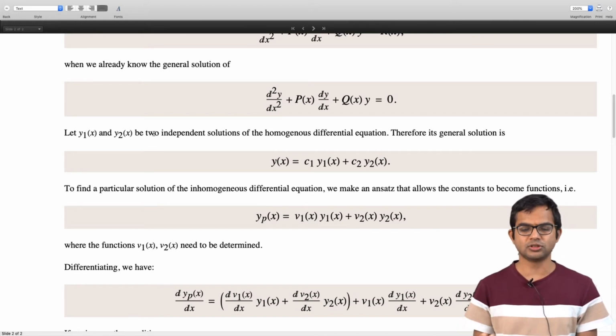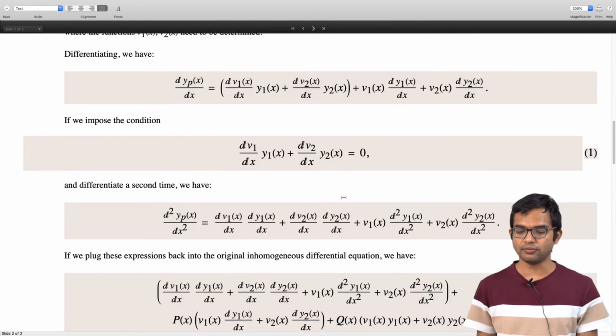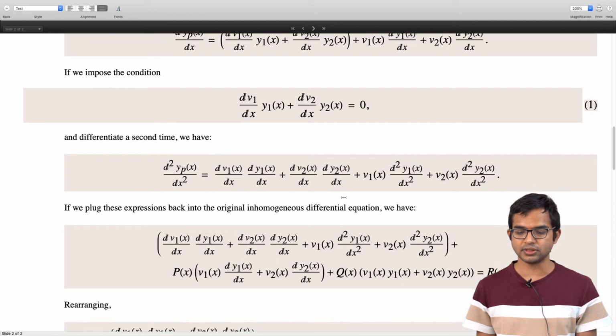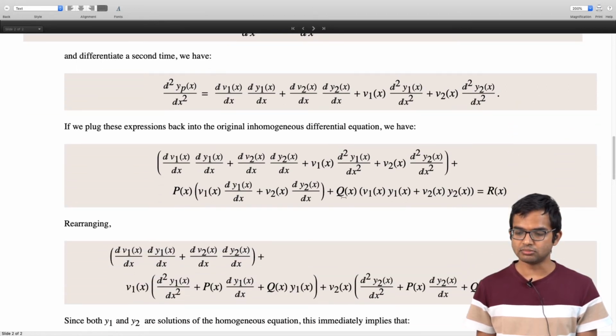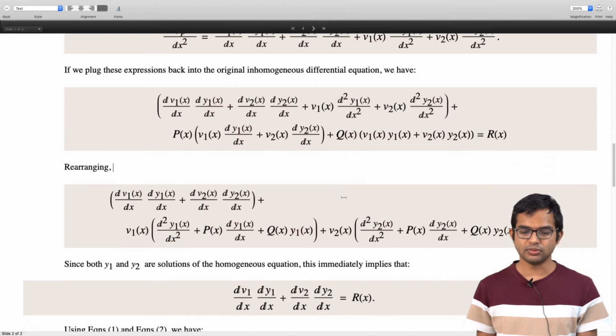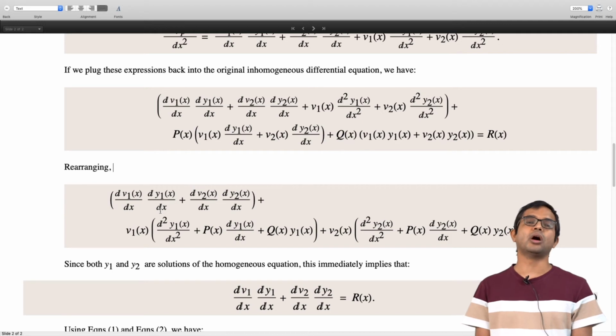They are independent solutions, but basically they are solutions of the homogeneous differential equation. Therefore, we have this great simplification which immediately follows. So now we have just two terms here. The left hand side, with all these terms cancelling away, gives just dv1/dx times dy1/dx plus dv2/dx times dy2/dx is equal to r of x.